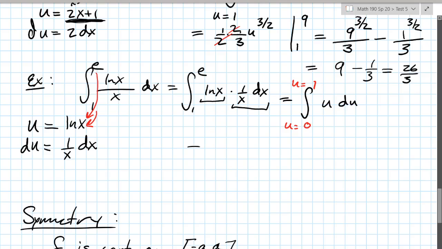The integral of u is u squared divided by 2 from 0 to 1 is 1/2. You can work out those details. 1/2 squared minus 0 squared.